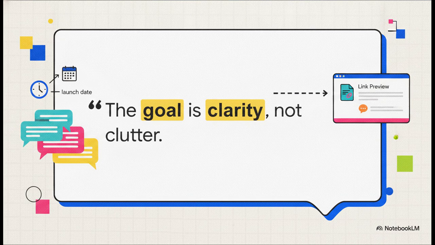Drop in a link preview. Bring the exact context that shaped that decision right into your document, and just let the docs do the talking.